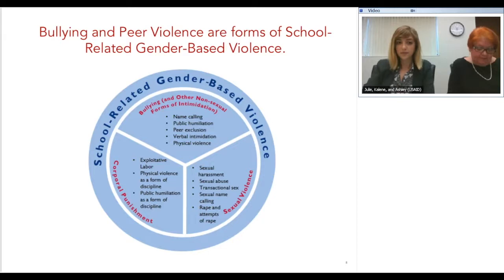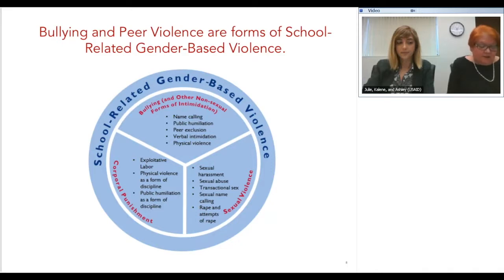Unequal power relations between adults and children and males and females contribute to this violence, which can take place in formal and non-formal schools, on school grounds, going to and from school, in school dormitories, in cyberspace, or through cell phone technology. SRGBV may be perpetrated by teachers, students, or community members. Both girls and boys can be victims as well as perpetrators.